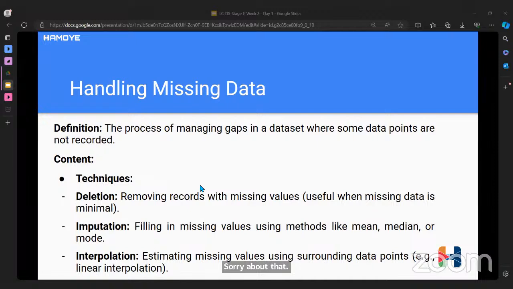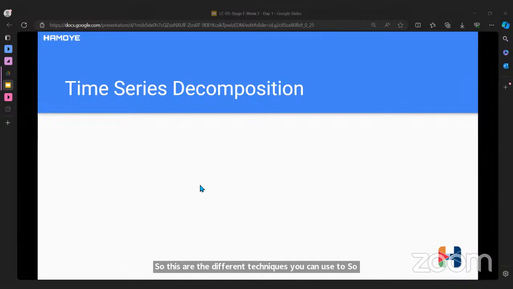So yeah, we need to handle those missing values. We have several techniques. Deletion, where you delete them out, and this is only when there are just a few of them. We have imputation, where you fill them with your mean, mode, or median. Then we have interpolation, which is the act of estimating the missing values using surrounding data points, like linear interpolation. So these are the different techniques you can use to fill in missing values.